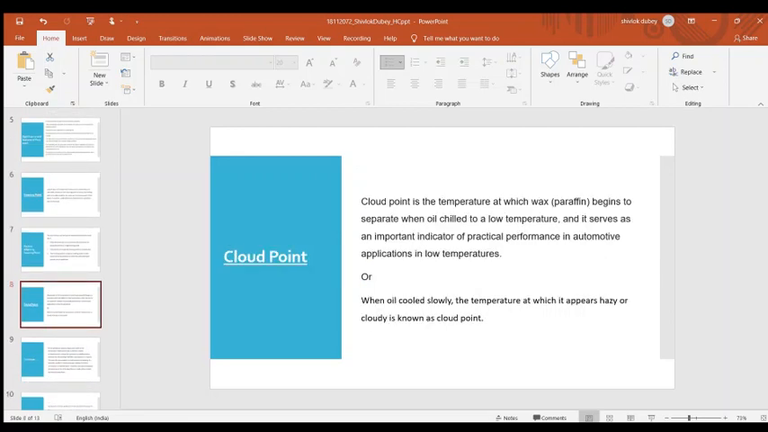The next is cloud point. Cloud point is the temperature at which wax or paraffin begins to separate when oil is chilled to a low temperature, and it serves as an important indicator of practical performance in automotive applications at low temperature. Or we can say that when oil cools slowly, the temperature at which it appears hazy or cloudy is known as the cloud point.